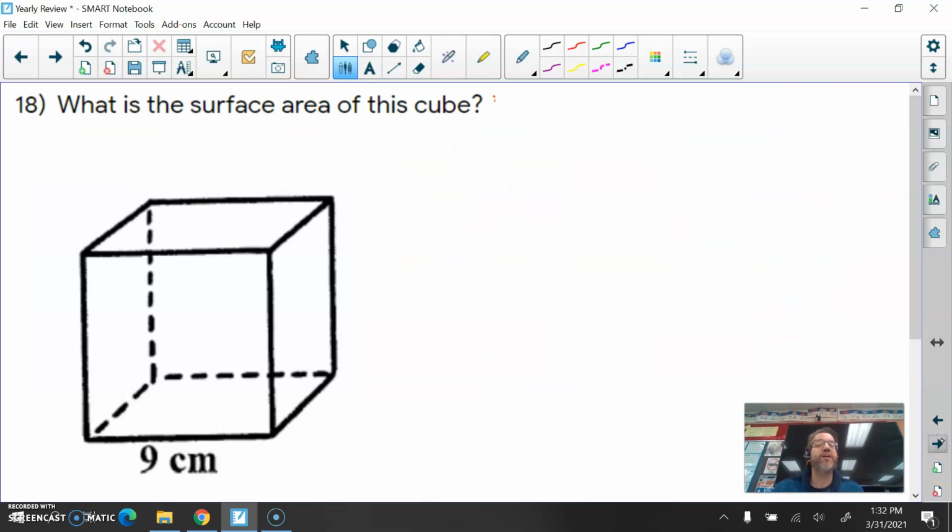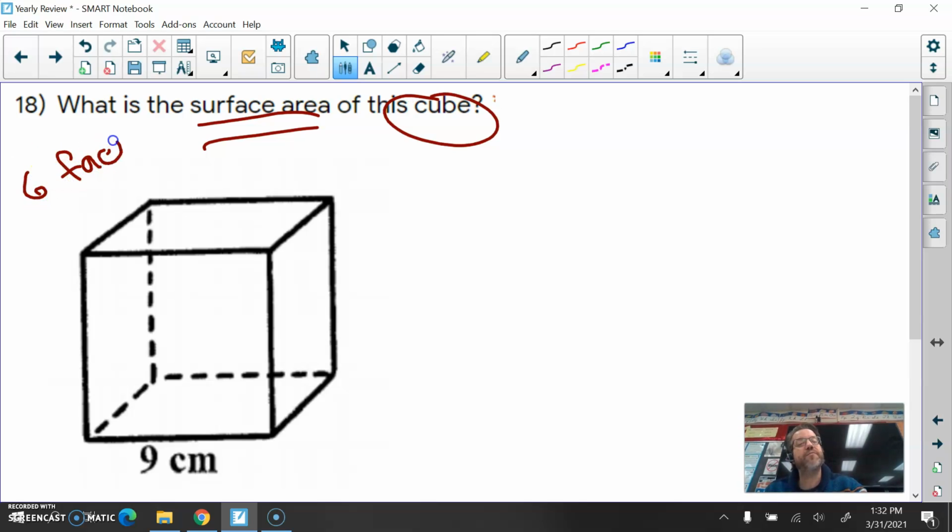Oops. All right, number 18. What is the surface area of this cube? The fact that it's a cube makes this a lot easier to solve. A cube has 6 faces, or sides you can call them. I prefer to call them faces. But they're all identical to each other. And the surface area is like the area of all of these sides. If you imagine this was a box, we're finding out how much cardboard was used to make the box.